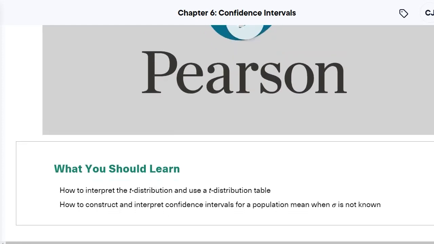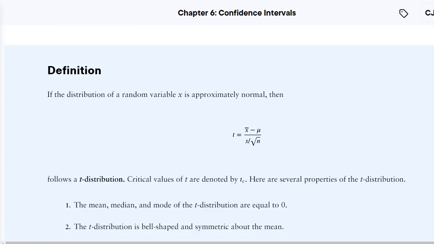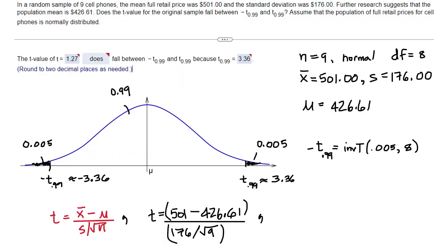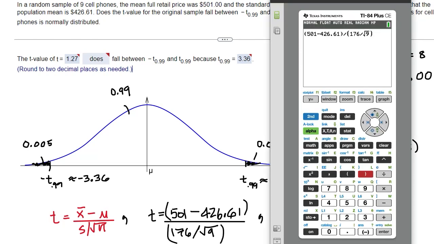Now I've got to figure out where the test statistic, or t, is. I'm going to go to chapter 6.2, and I see this is my formula to find that out right here. So I'm going to plug my values into that formula. t equals x bar, which is 501, minus mu, which is 426.61. That's the entire numerator, so I put parentheses around it, divided by s, which is 176, divided again by the square root of 9. So I can put that in my calculator, and I'll see that t is approximately 1.27.